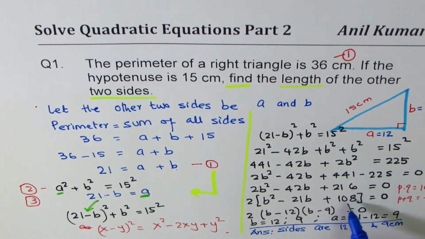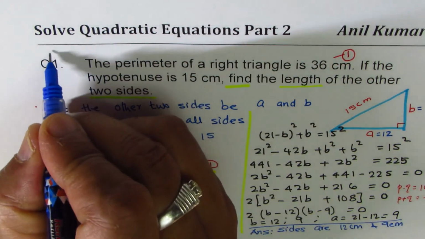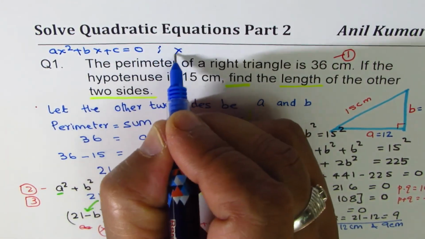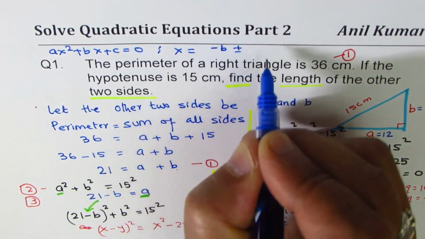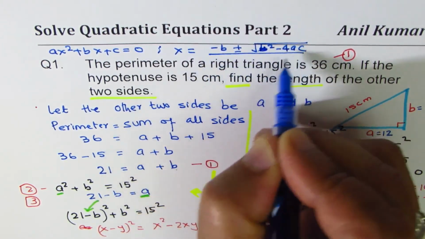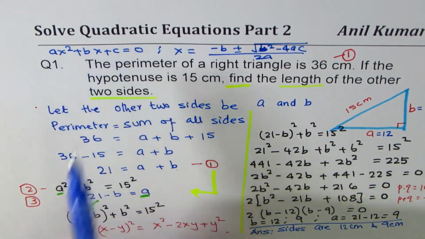Now, coming back to solving the quadratic equation, which was b square minus 21b plus 108, or the equation before it, 2b square minus 42b plus 216 equals 0, you could have used the quadratic formula to find the value of b, right? So let me give you this quadratic formula also somewhere here. If I have the equation ax squared plus bx plus c equals 0, then the value of x can be taken out as minus b plus or minus square root of b square minus 4ac, divided by 2a. So you could use this formula taking the equation in this form.